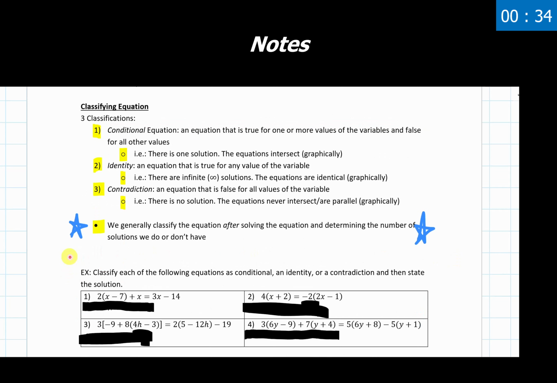We will go through and take a look at each of these 3 classifications graphically. Then we're going to jump into and take a look at these 4 example problems and determine and classify if each of them is conditional, an identity, or a contradiction, and then state the solutions that go along with those. So I'd recommend, if necessary, pause the video here, write these 4 problems down because we're going to go through them algebraically after we take a look at what each of these 3 classifications looks like graphically.